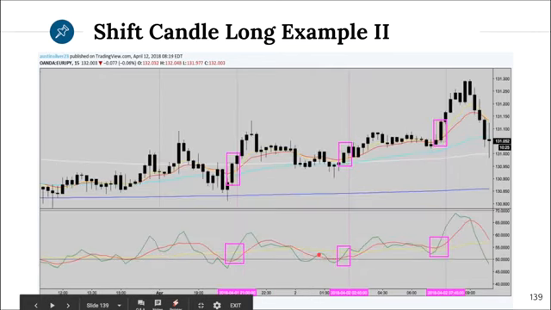A couple more examples here. RSI is what I want you to look at first. You see the RSI coming through the liquid 50. Is this a solid shift candle? Maybe. We'll talk about it in a second.